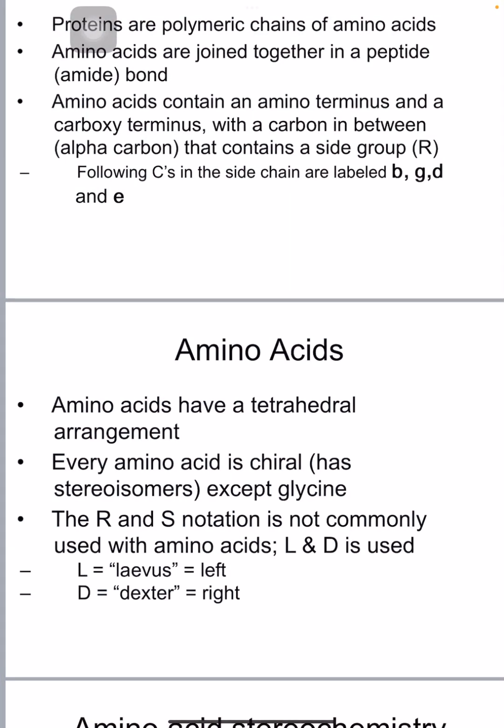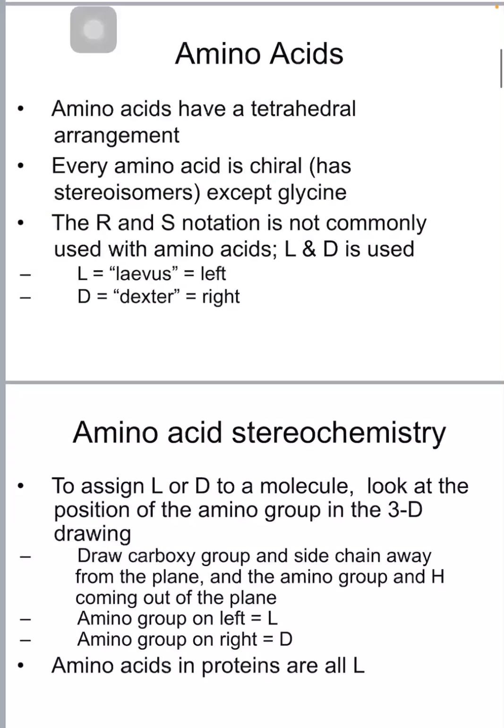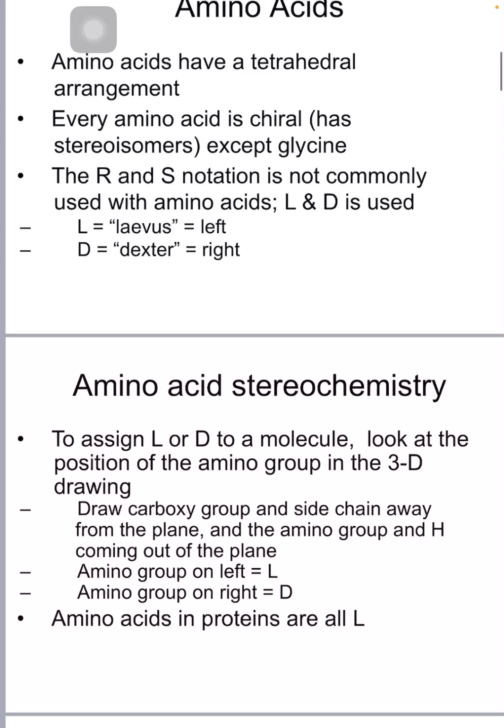All right. Instead of using the RS system, we use the LD system. L stands for a term called levis, which means left, and D stands for dexter, which means right. All right, and so basically, here's what you do whenever you use the LD system.